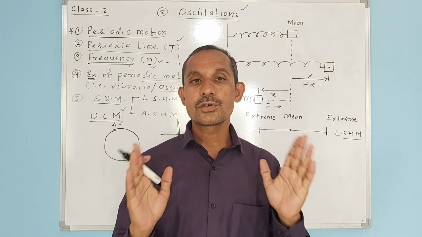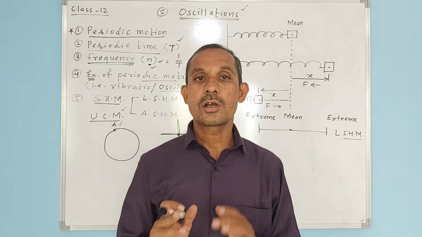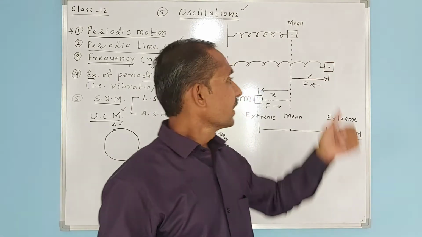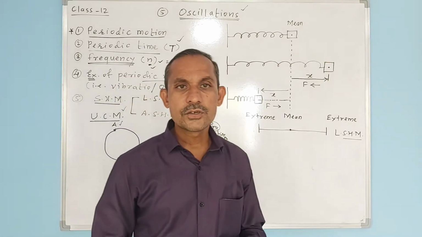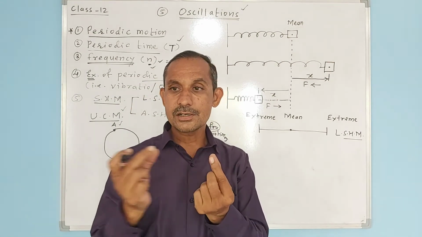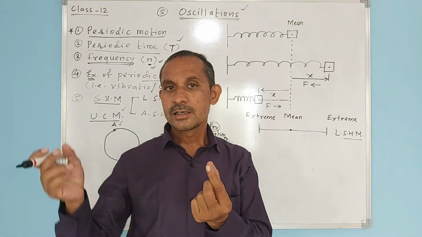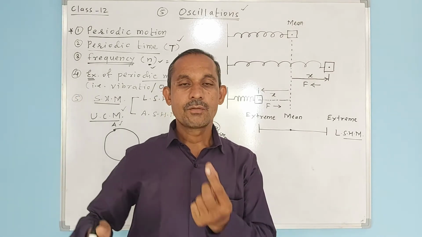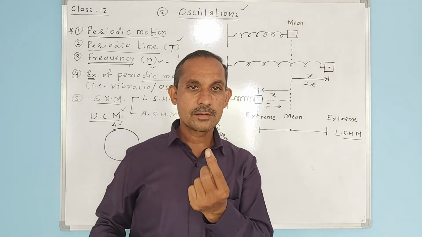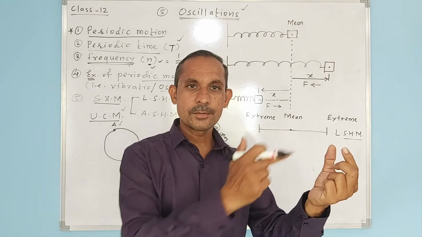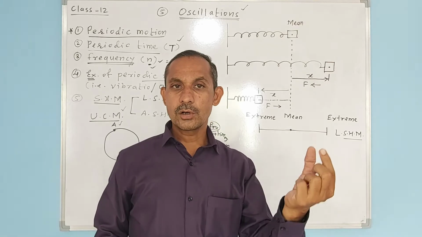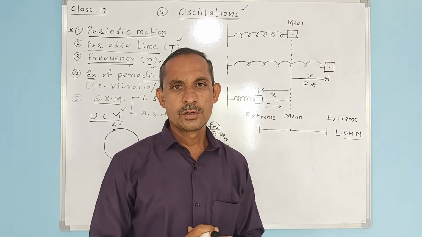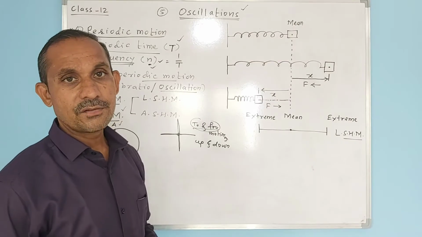Such a motion is called oscillatory motion, vibratory motion, or oscillations. This is the picture in which a body is attached to a spring, and the spring is connected to a fixed, rigid support. When the body is moved towards the right and then released, it will perform oscillatory motion. So let's see the figure.